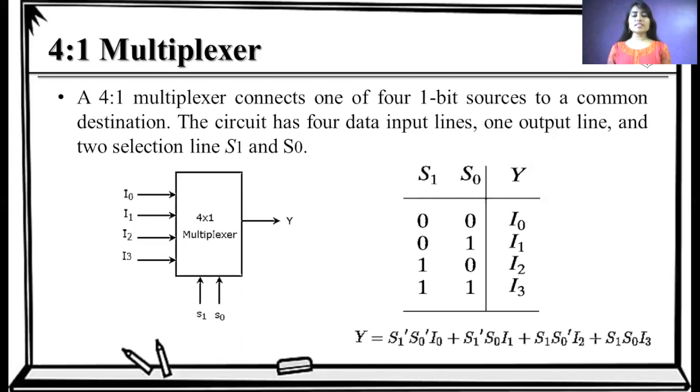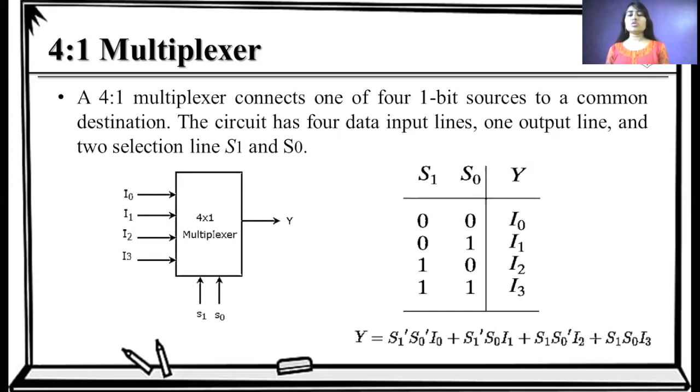Here Y is equal to S1' S0' I0, because for S1 S0 equal to 0 0 we have Y equal to I0. So Y is equal to S1' S0' I0. Then S1' S0 I1. Then we have the term S1 S0' I2. Then the next term S1 S0 I3. This logical equation can be written from this truth table.